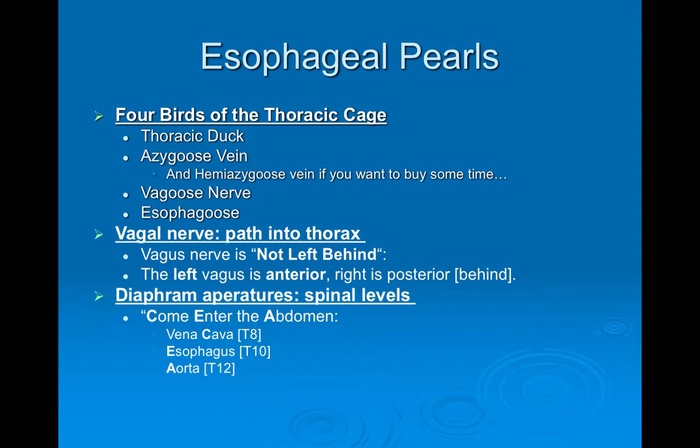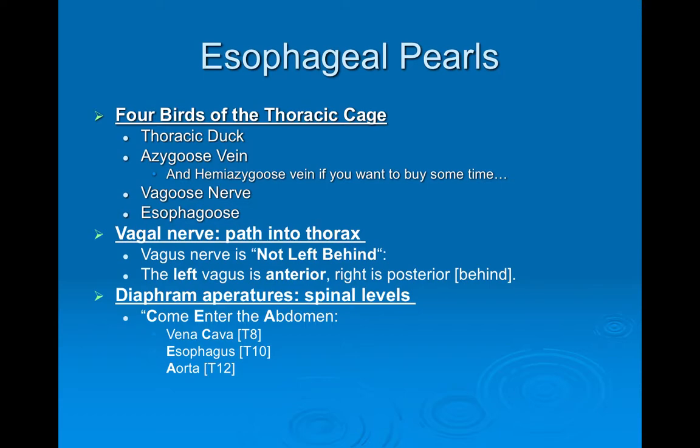Your azygos vein, that runs right there. And if you really want to buy yourself some time because you can't think of the other ones, you can say hemiazygos as well. Your vagus nerve. You have 2 vagus nerves. Which one's anterior, which one's posterior? Left is anterior, so right is posterior. That's important because they rotate once they get to the abdomen. So make sure you know that. And then your esophagus. So your thoracic duct, your azygos vein, your vagus nerve, and your esophagus. So 3 structures and a duct for the 4 birds of the thoracic cage.